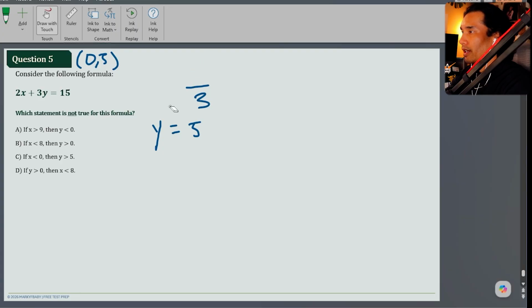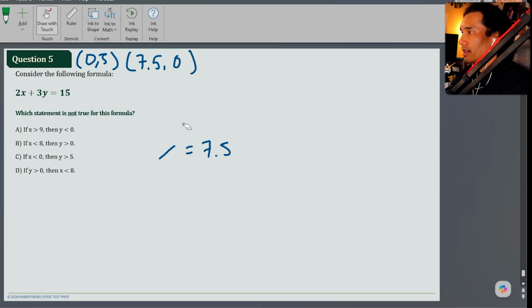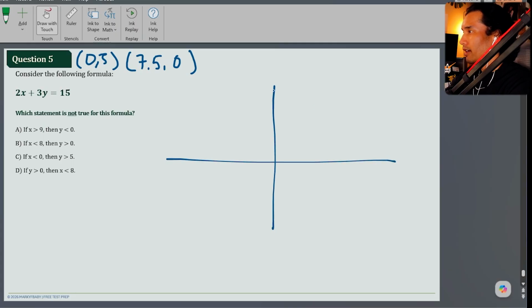Okay? Now we're going to make y 0. So we're going to do this. 2x equals 15. Divide by 2. X is equal to 7.5. Okay, so then our second ordered pair is (7.5, 0). Okay, we have our 2 points. Let's go ahead and plug it in. Or first, actually, let's not confirm. Let's confirm later. Let's just plug in our points, okay? Assuming that we're just very good at everything.